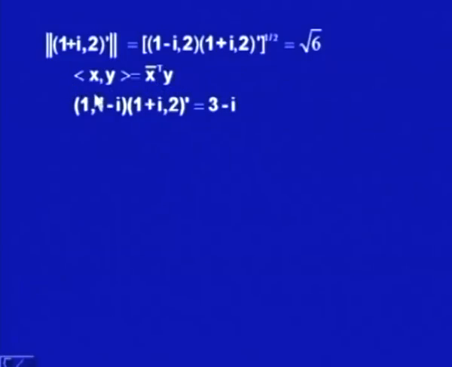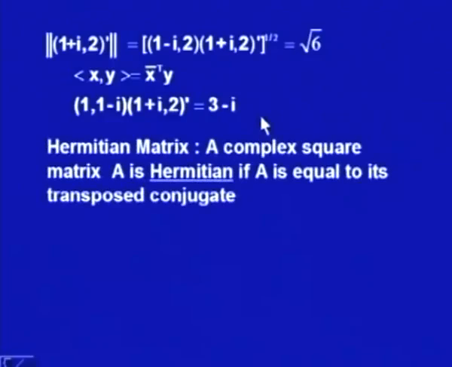And if we have to calculate the inner product of x and y, it is defined as x bar transpose y. Then x bar transpose is (1, 1−i), and y is (1+i, 2), that is given to us. If you multiply, it comes out to be 1 into (1+i) plus (1−i) into 2, and that simplifies to 3 minus i. Now this is about vectors.